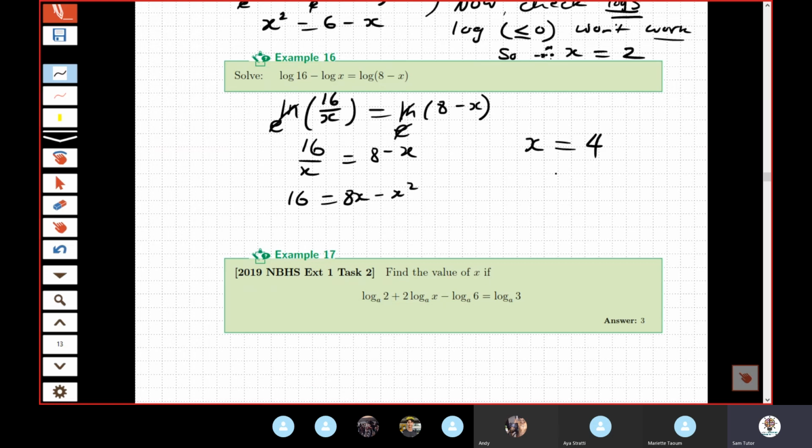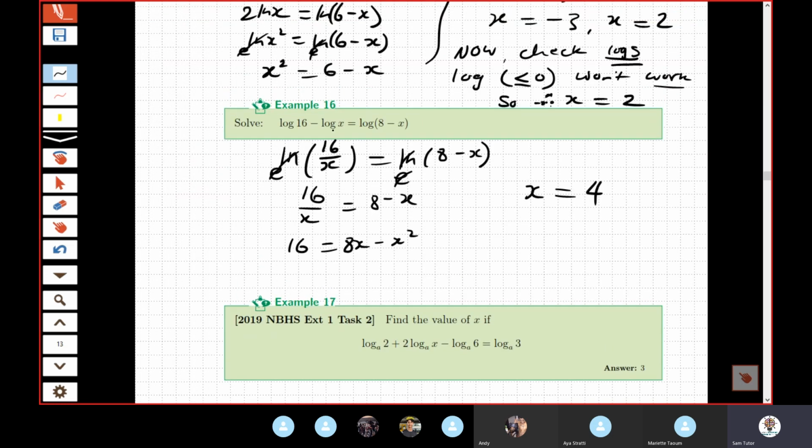So sometimes you might get an answer of 4, and that's great. But by the time you sub it in, it doesn't work out anyways. Log 4 and 8 take away 4, both are fine. So the answer would just be x equals 4. But even positive numbers, don't feel like you're safe from them. Remember, because you can't log a negative.